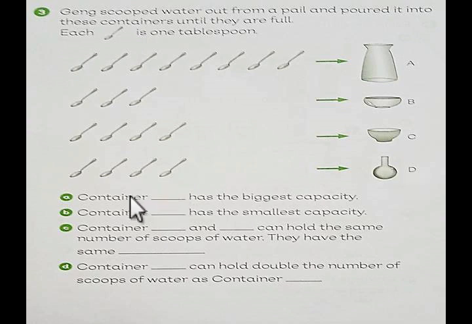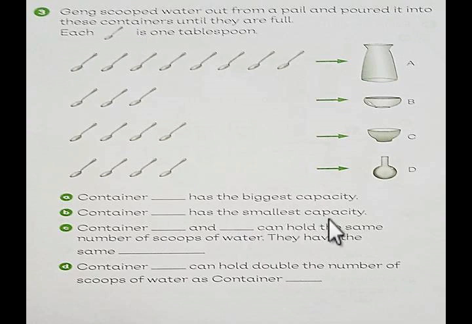Letter A. Which container has the biggest capacity? Which of the containers here has the biggest capacity? Is it A, B, C, or D? Write your answer here. Container A, container B, container C, container D, which has the biggest capacity? Which of the four has the biggest capacity? A, B, C, or D? Right here.